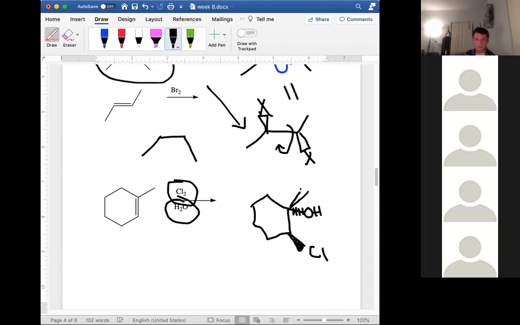With this in mind, does halogenation produce a meso compound? Alexander says no. Yes, that would be right. That would be no. Halogenation does not produce a meso compound because of it adding in the opposite direction.